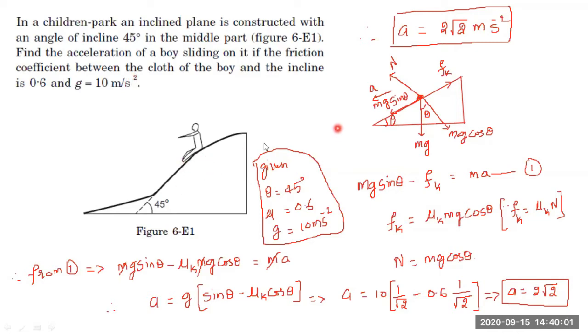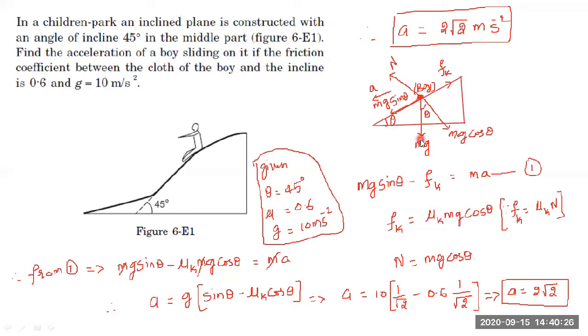So first you draw the free body diagram, students. Here, this is a free body diagram of the boy on the inclined plane. Okay, so here this is the boy, students. FBD of the boy I have written on the inclined plane. So gravity acts vertically downward and normal reaction is acting normal to the surface.